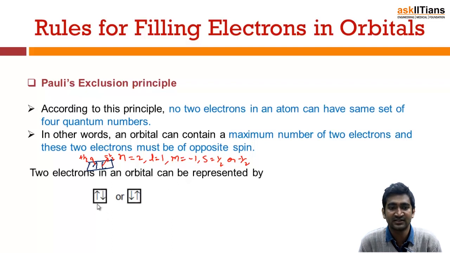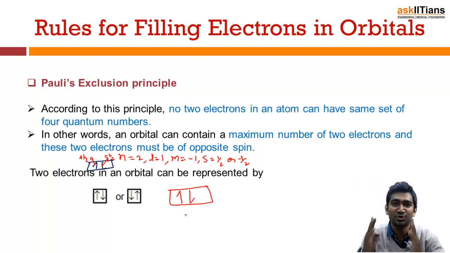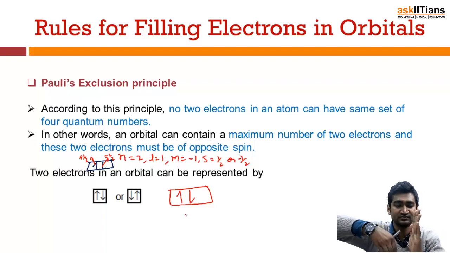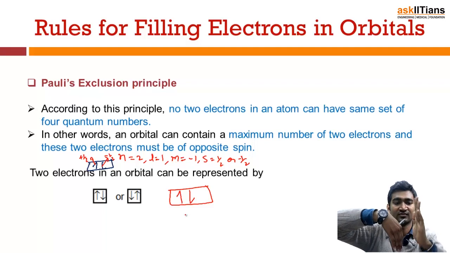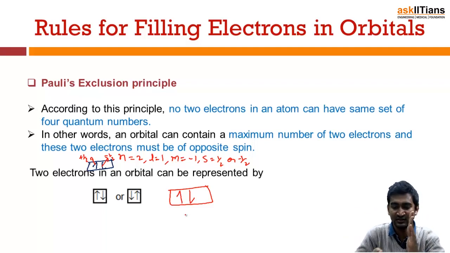So two electrons in an orbital can be represented by an arrow, either clockwise or anti-clockwise. Here it's shown as a full arrow, but even if it's not a full arrow, you can treat them as two shoes placed in opposite order, like this way, or this way, opposite order.